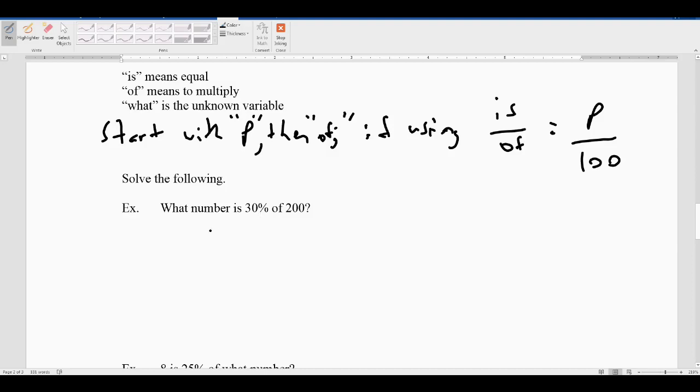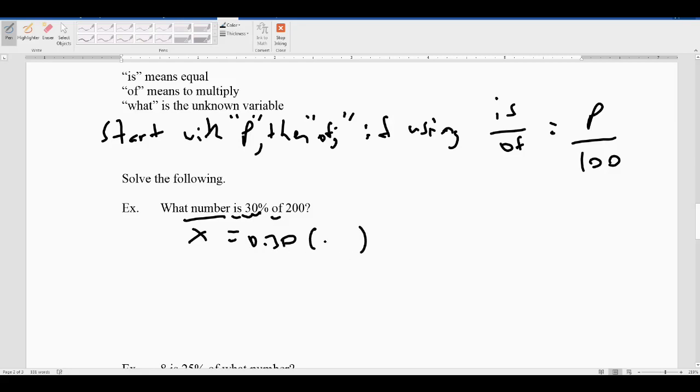So what number? I don't know. What are you going to call it? X. Is? Don't know. But I do know because it means equal. 30%. I don't use the percent. I use the decimal. So I move that decimal 2 places to the left. We get 0.30. Of means to multiply.